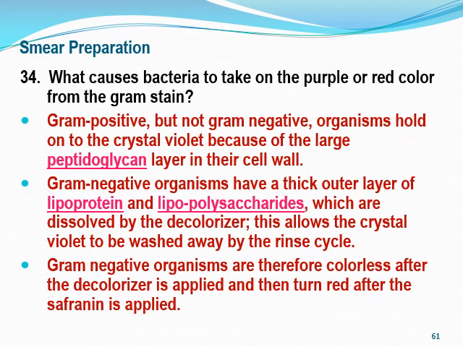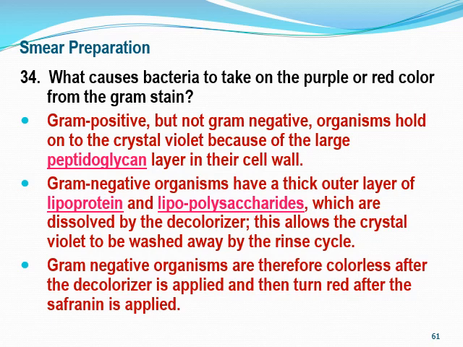So what causes the bacteria to take on the purple or red color for the Gram stain? We want to understand about gram-positive. They hold on to that crystal violet because of the large peptidoglycan layer in their cell wall. Because it's so large, they will hold on to that, so that when you go in there and try to decolorize it, it doesn't decolorize as well. So the gram-positive usually holds on to that crystal violet.